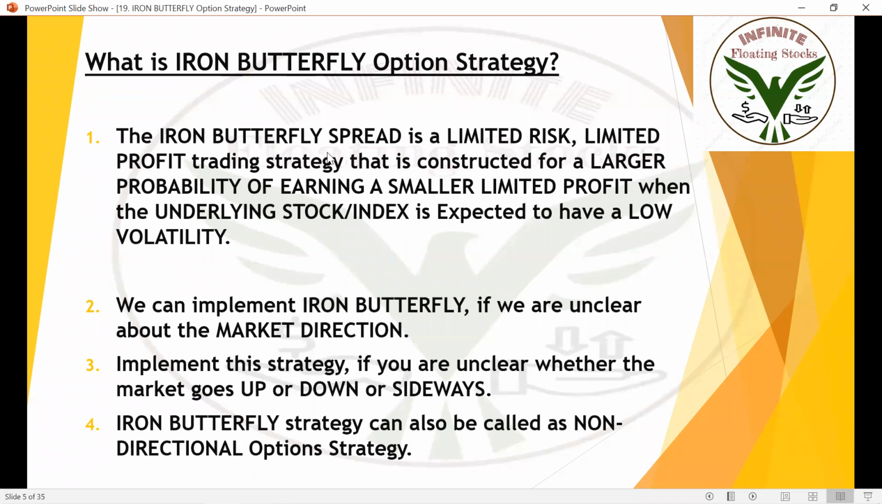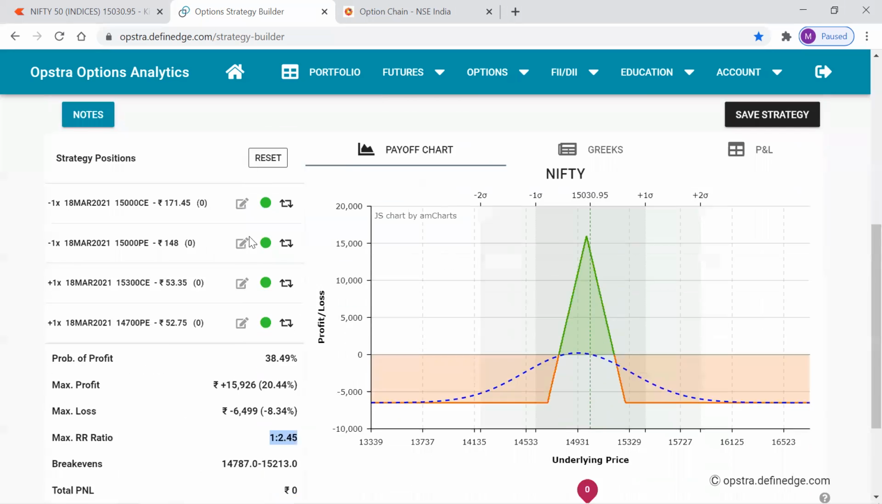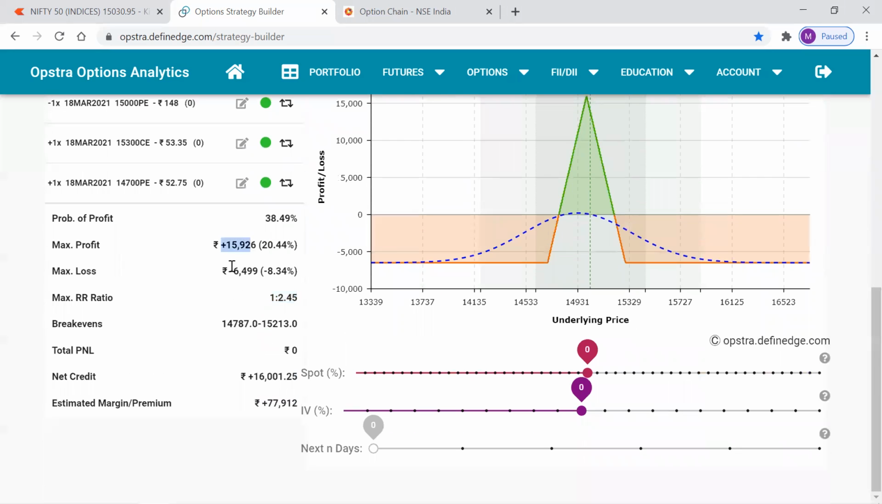All right. So iron butterfly spread is a limited risk and limited profit. Let's get on to the payoff. What it is saying: our profit is limited and also loss is limited. That's what I have written there.